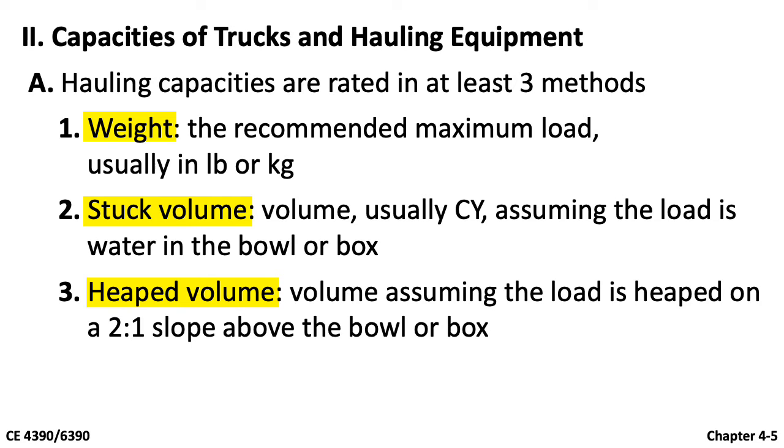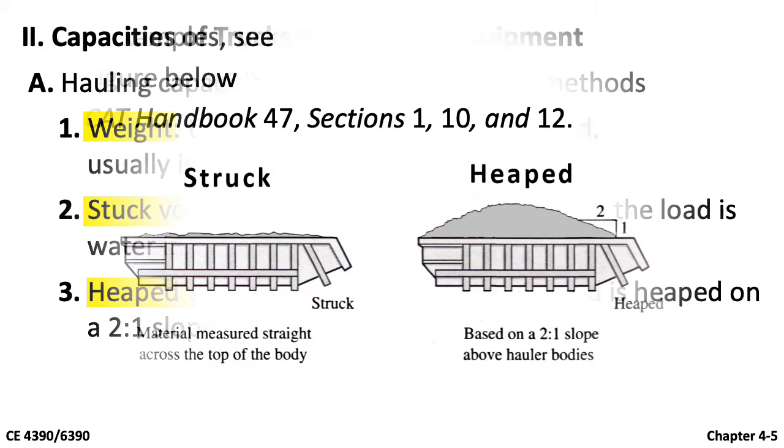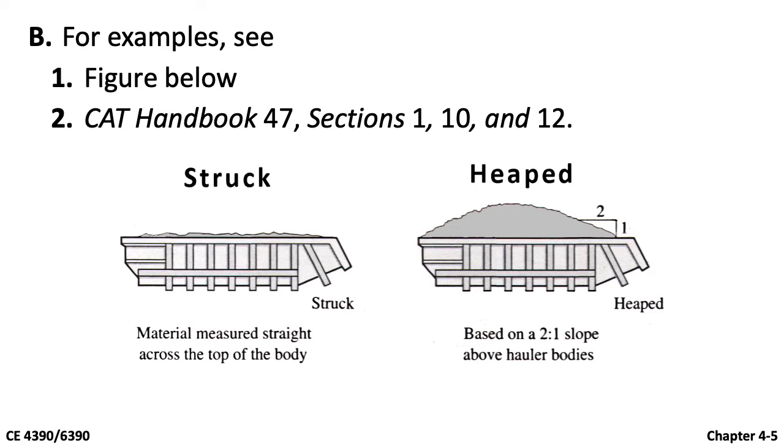This is the total volume considering the material that is heaped on top of the box. We typically assume a 2:1 slope for the material portion above the box. These two figures show different types of volume. The one on the left is struck volume. As you can see, the material is flush across the top of the body. And the figure on the right side indicates the heap volume. The soil is heaped above the body, and the soil slope is typically assumed to be 2:1.